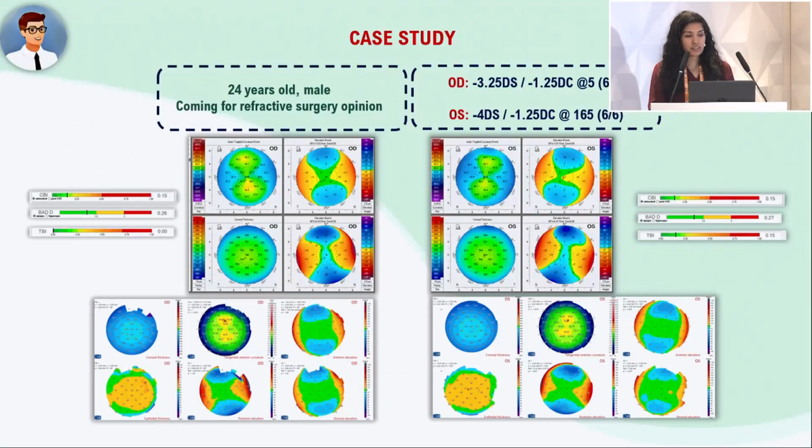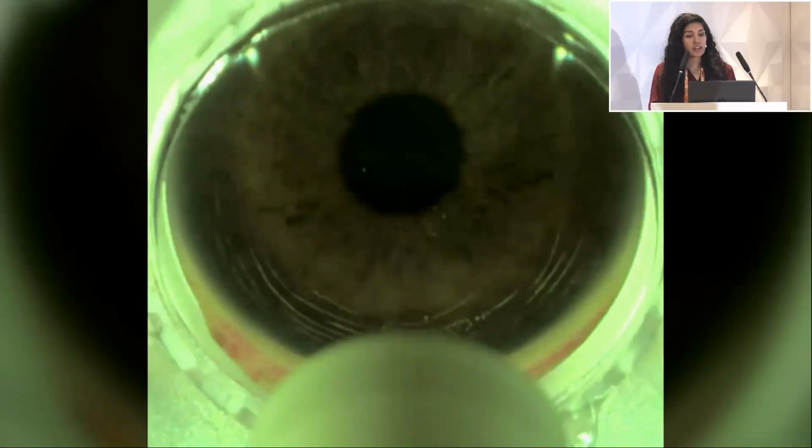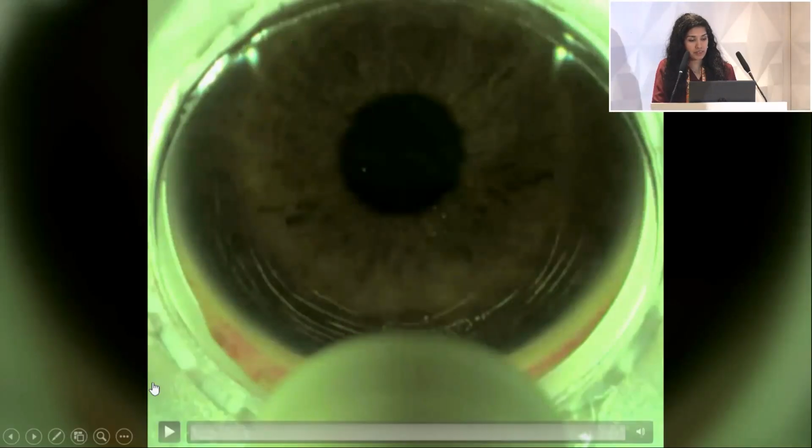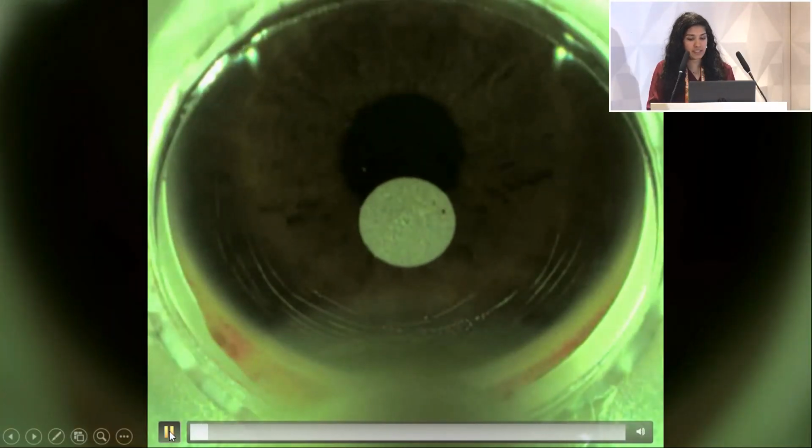And this is another case study where we have a 24-year-old male who has come for refractive surgery, and the refractive error is somewhere between minus 3.25, minus 1.25 in the right eye, and minus 4, minus 1.25 with 6/6 in the left eye. We went ahead and did the Schwind ATOS. So here we can see.